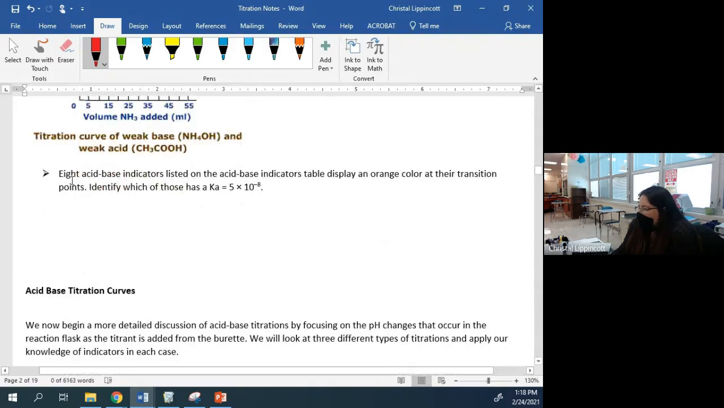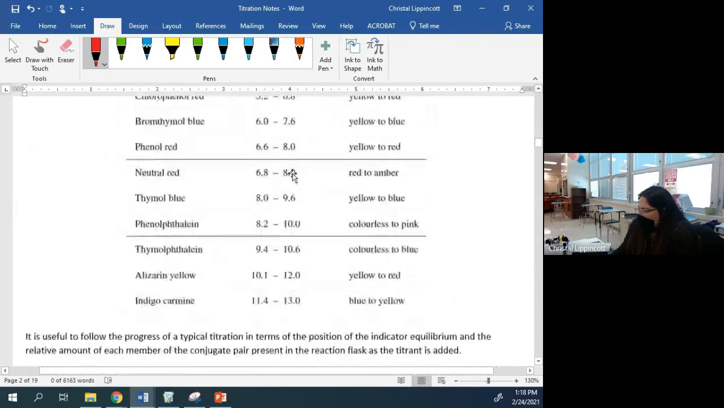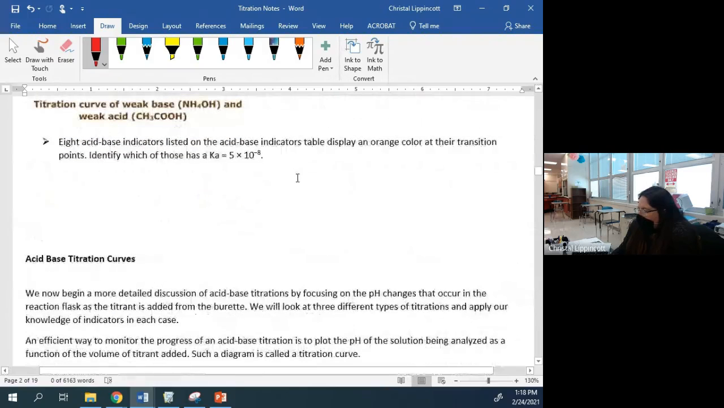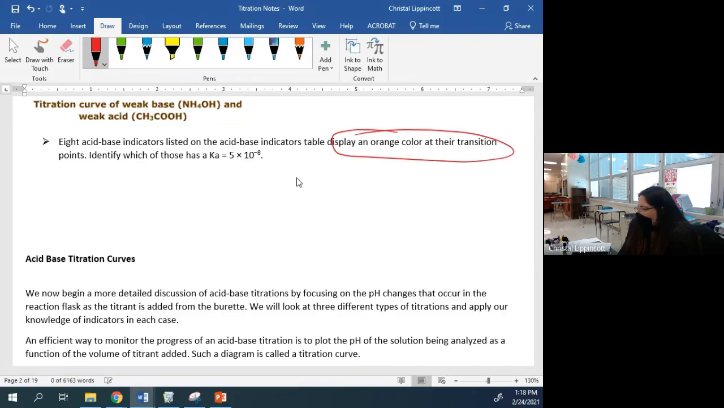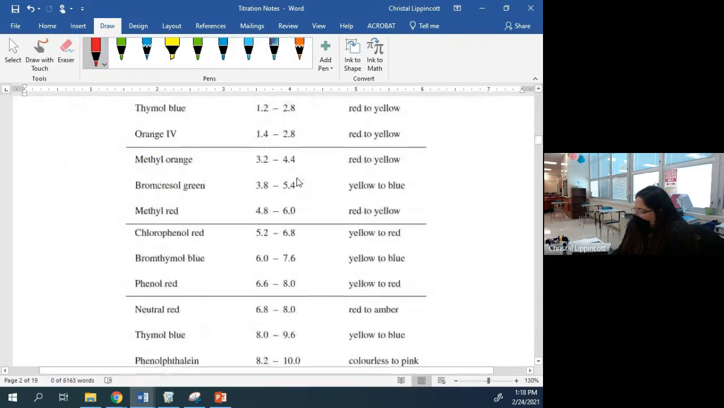All right. So 8 acid-base indicators are listed on this page over here. I guess there's more than 8 there. Okay, so we have those indicators there. Oh, display in orange. So we've got display in orange at their transition points. Identify which one of those has a Ka that is 5 times 10 to the negative 8. Okay, so let's see which 8 we're talking about here.